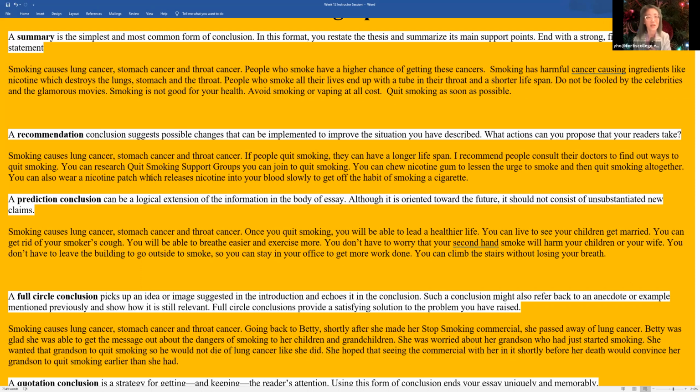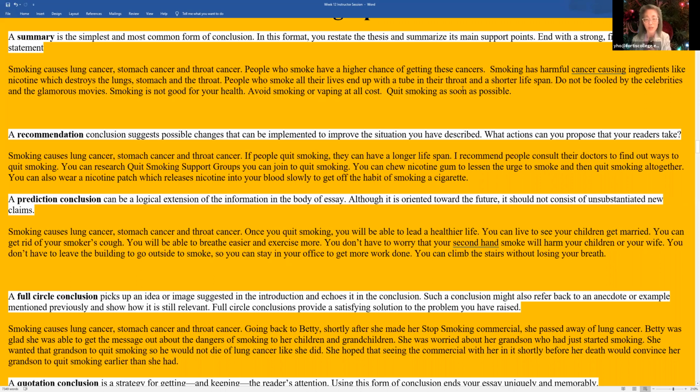A prediction, and then the next kind of paragraph is a prediction conclusion paragraph. Here you want to predict the future. So when I did the summary, I did a little bit of recommendation, I did a little bit of future. So yes, you can mix and match these styles, in case you're wondering. So a prediction conclusion, although it is oriented toward the future, should not consist of unsubstantiated new claims. So here, smoking causes all these cancers.